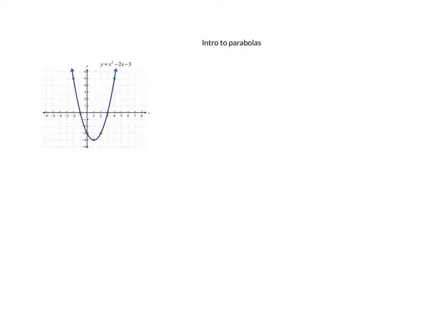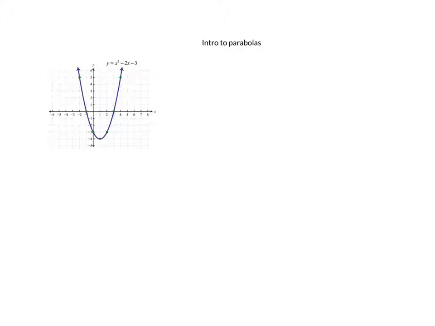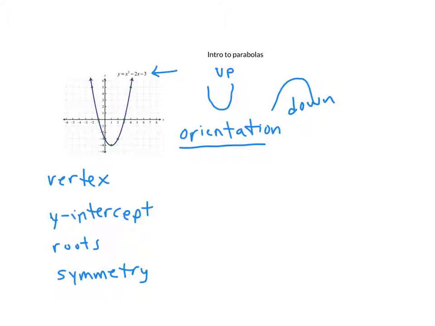This video will talk about parabolas. Parabolas are what we get when we graph an equation that has the highest exponent of a 2. So if you look at this equation here that is sitting right above the graph. So for our picture here, we would say that our orientation opens up.